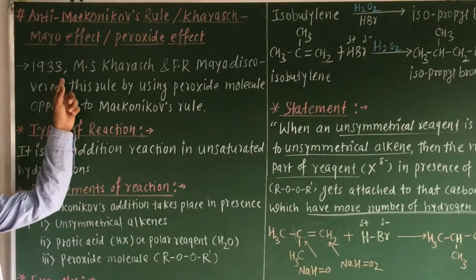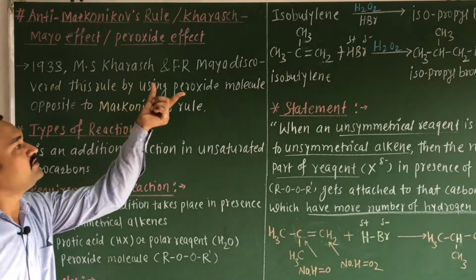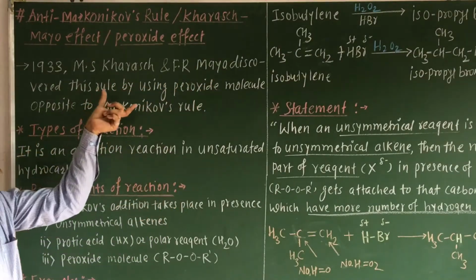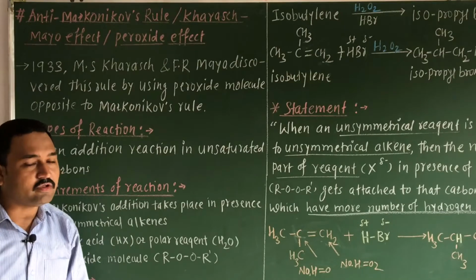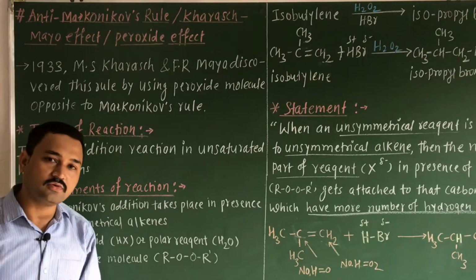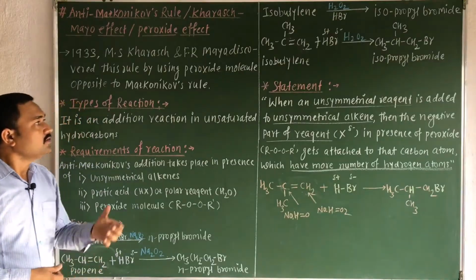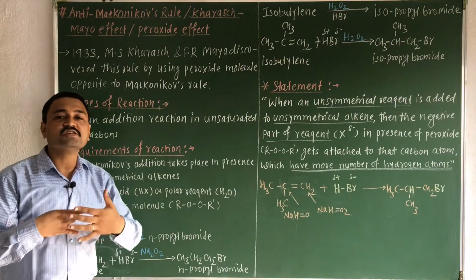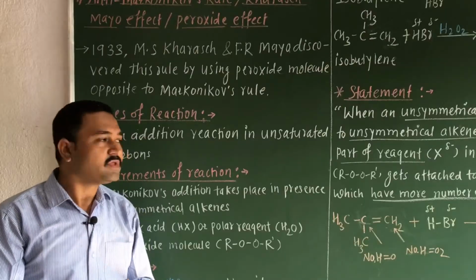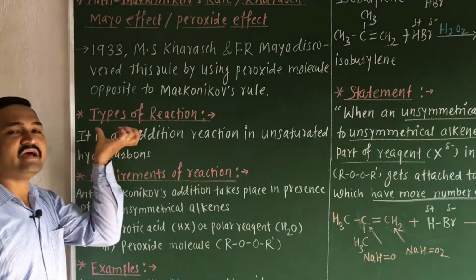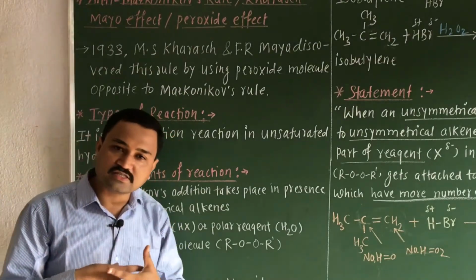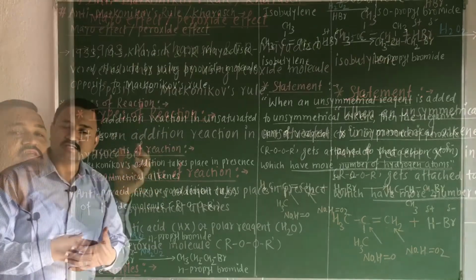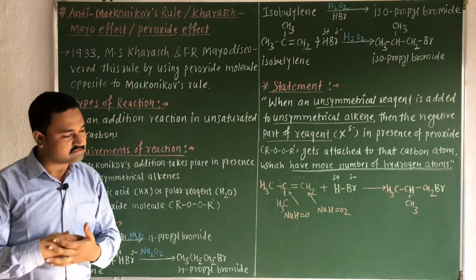Remember, in 1933 M.H. Kharasch and Mayo discovered this rule by using peroxide molecule, which is exactly opposite to your Markovnikov's rule. Now which type of reactions are involved in the anti-Markovnikov's addition? Remember, here it is an addition reaction in unsaturated hydrocarbons such as alkenes and alkynes.